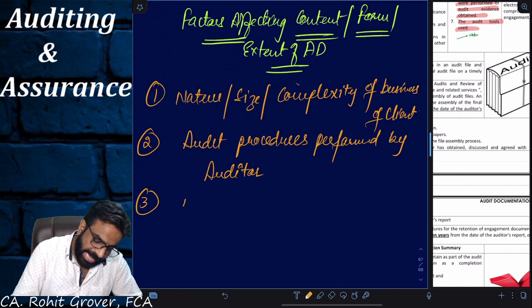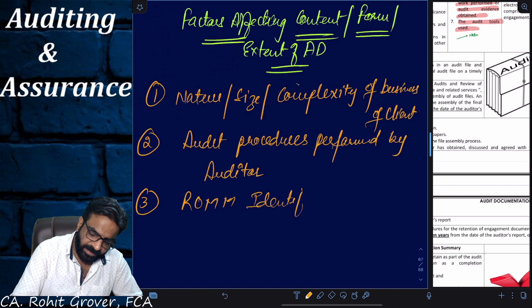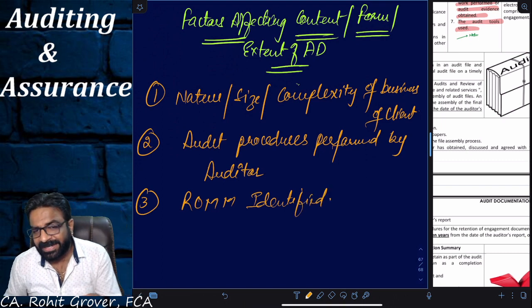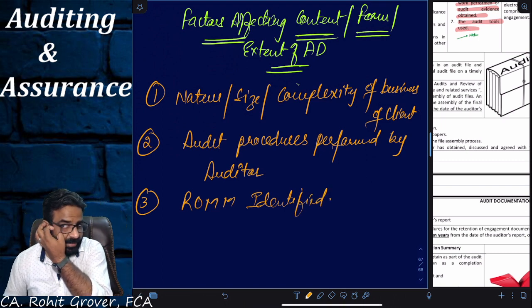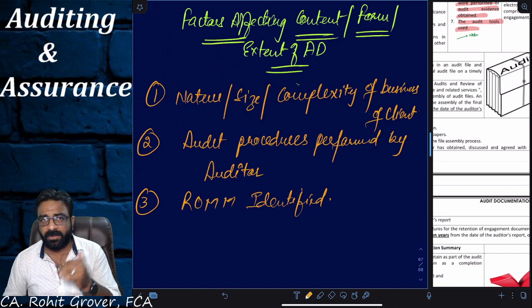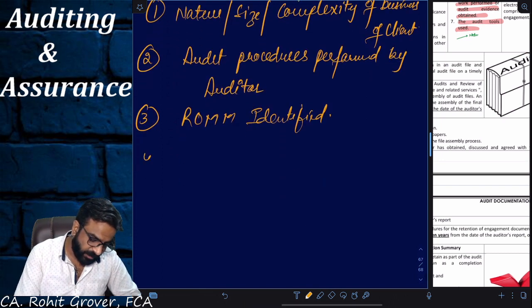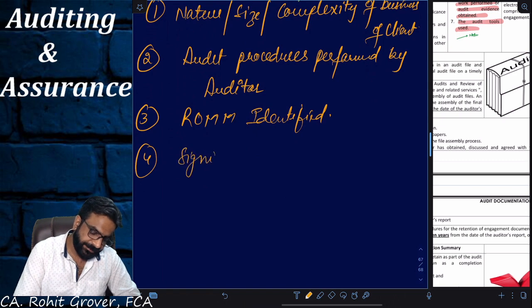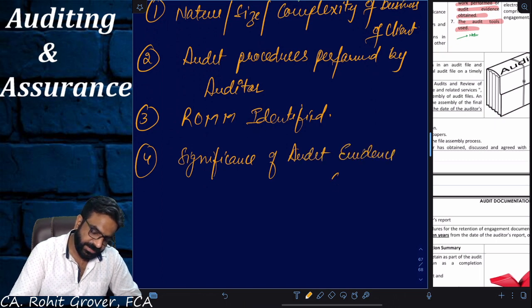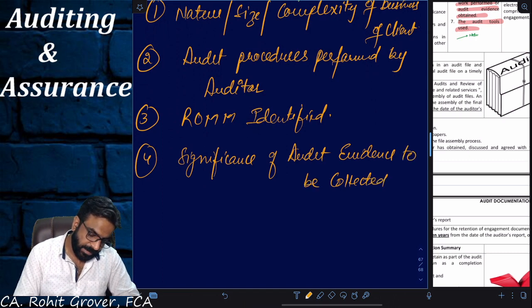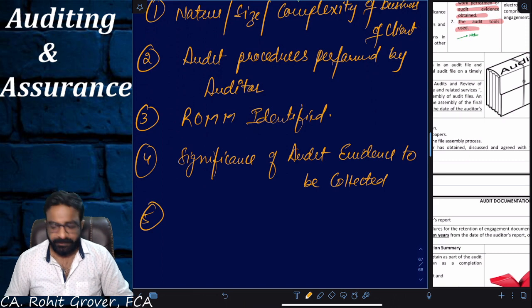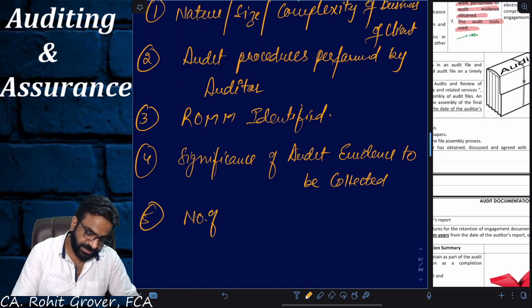Point number 3, everyone. ROMM, identified. What is ROMM, everyone? Risk of material misstatements identified by the auditor. If the risk is higher, then the audit evidence collection will be higher. Point number 4, significance of audit evidence collected. And point number 5, everyone, number of exceptions found.